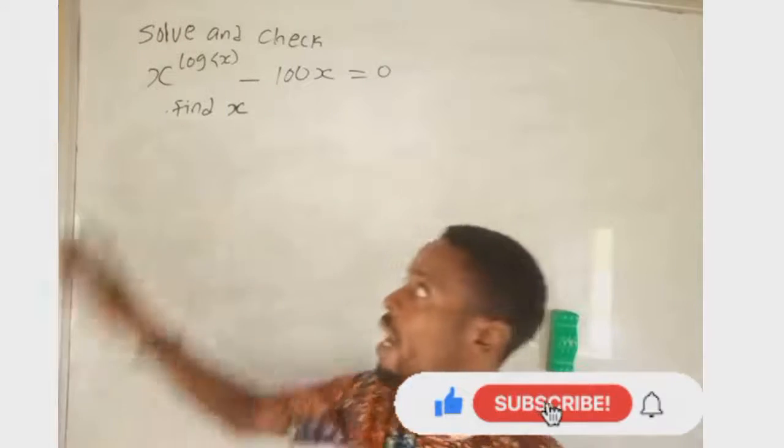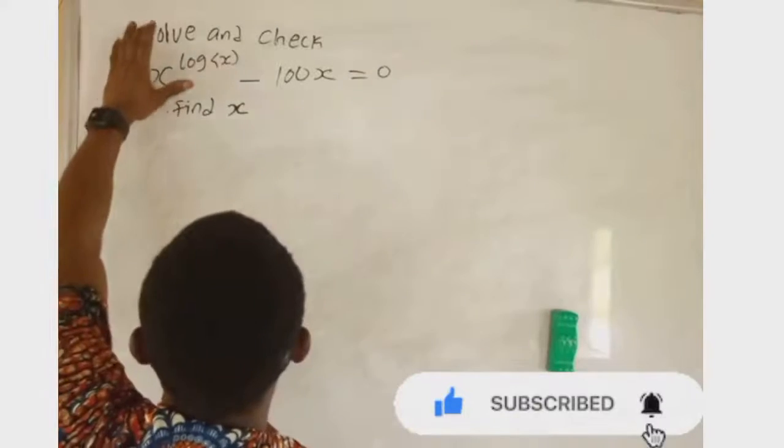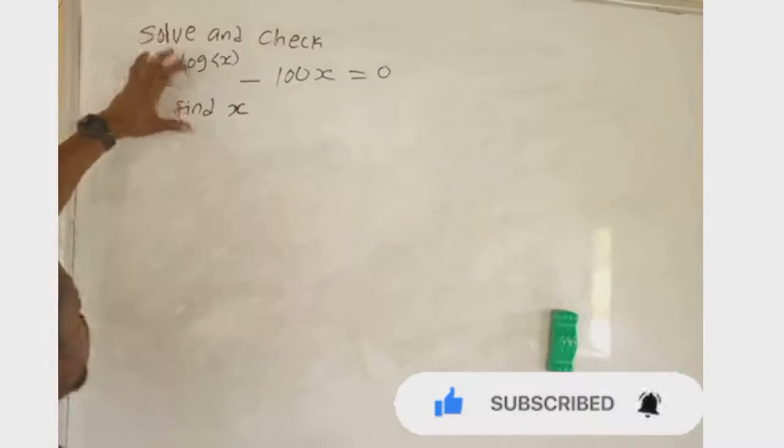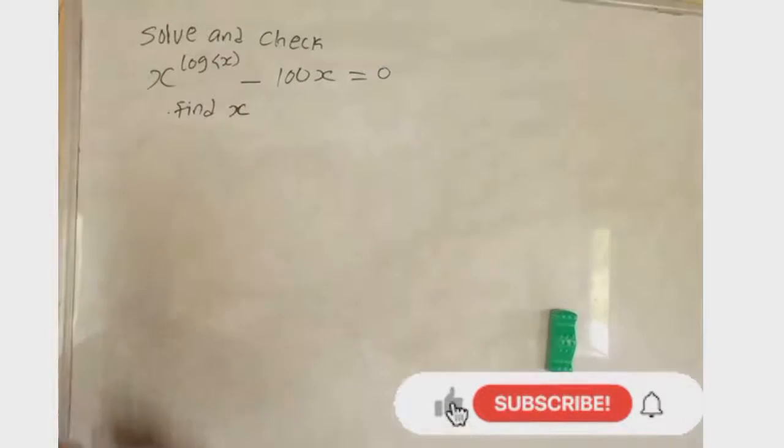So today we want to look at how you can solve this question. The question states: solve and check s raised to the power log of s minus 100s is equal to 0. So we want to find the value of s.